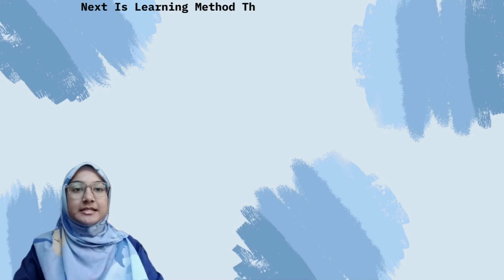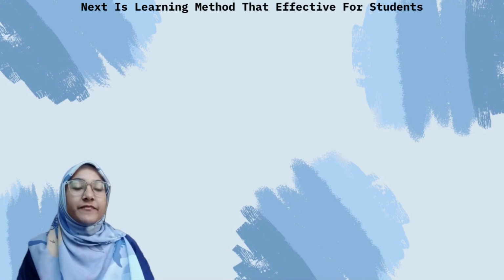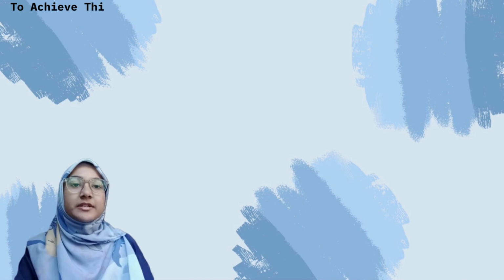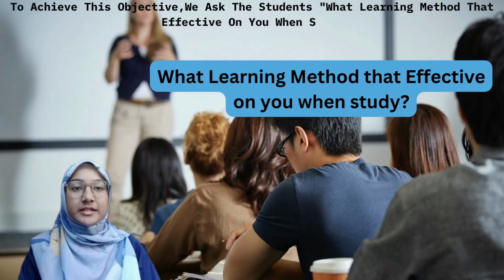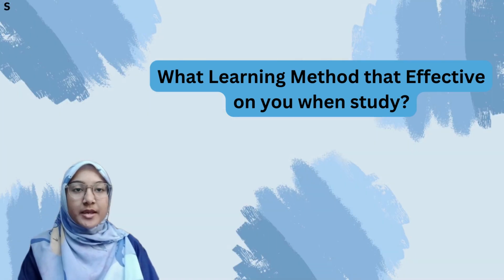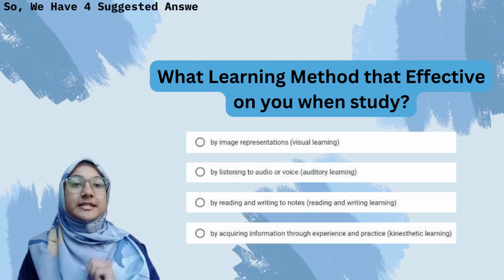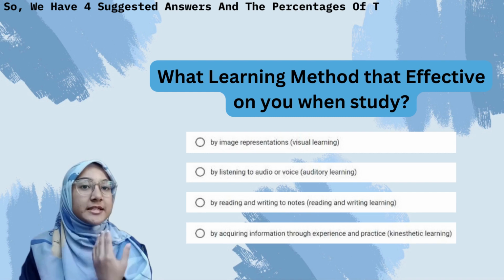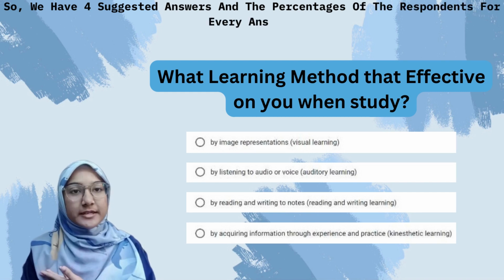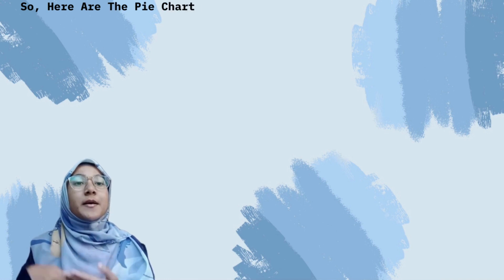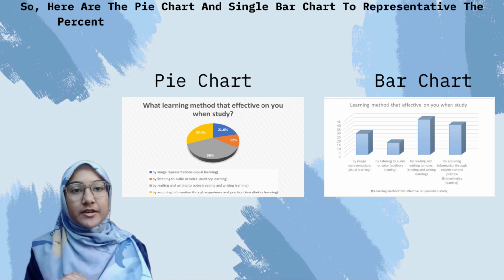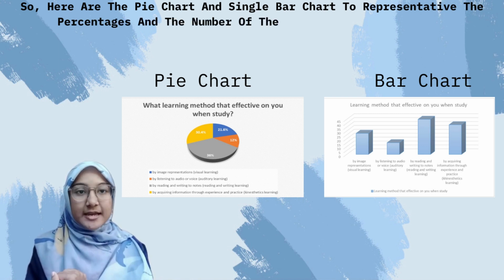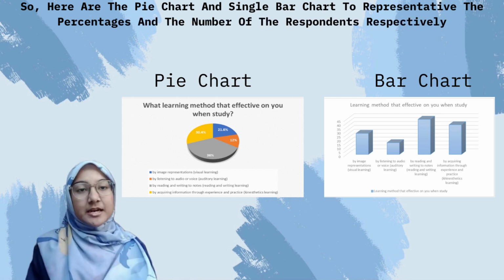Next is learning method that is effective for students. To achieve this objective, we ask the students what learning method is effective for you when studying. So we have 4 suggested answers and the percentages of respondents for every answer. So here are the pie chart and single bar chart to represent the percentages and the number of the respondents respectively.